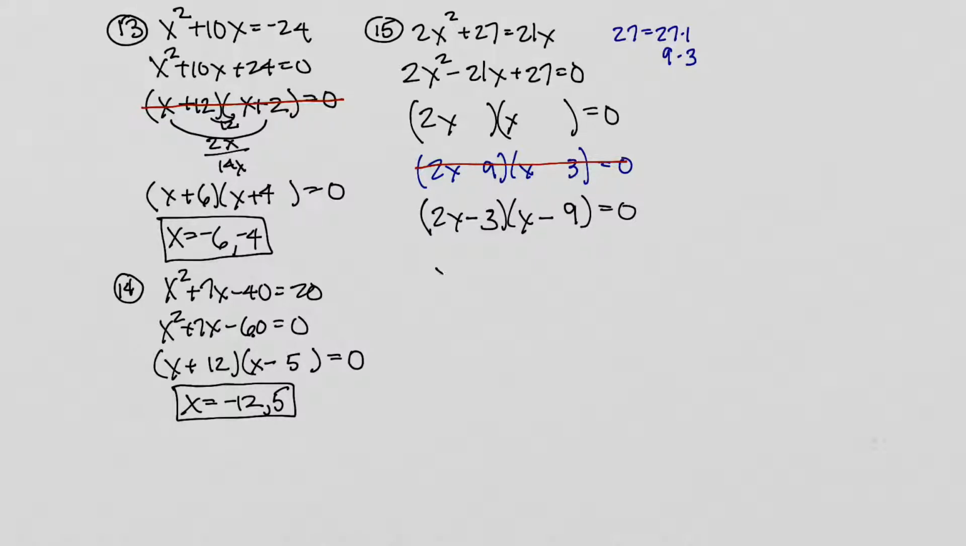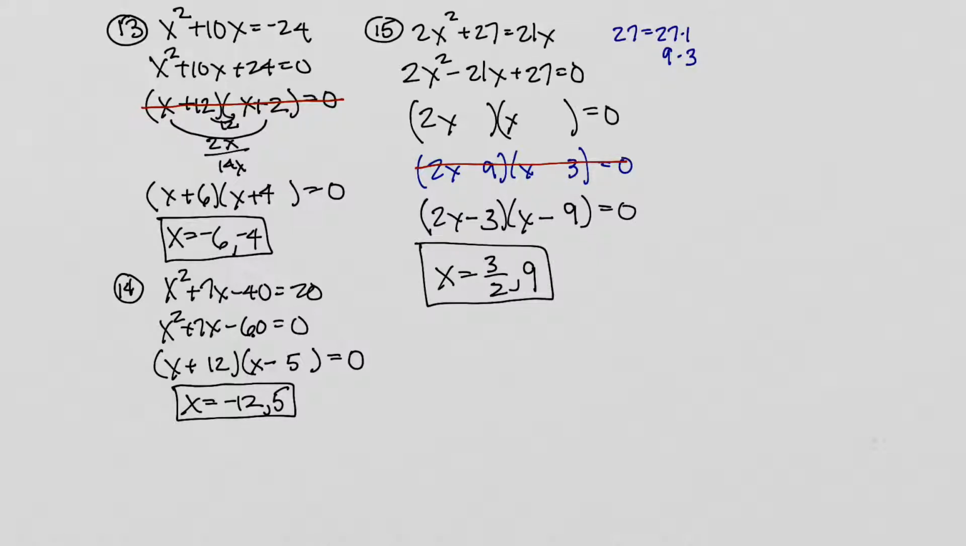And now read off the solution. X equals, from this first factor, change the sign and divide. So positive 3 over 2. And from the second factor, change the sign, positive 9 over 1, so just positive 9.